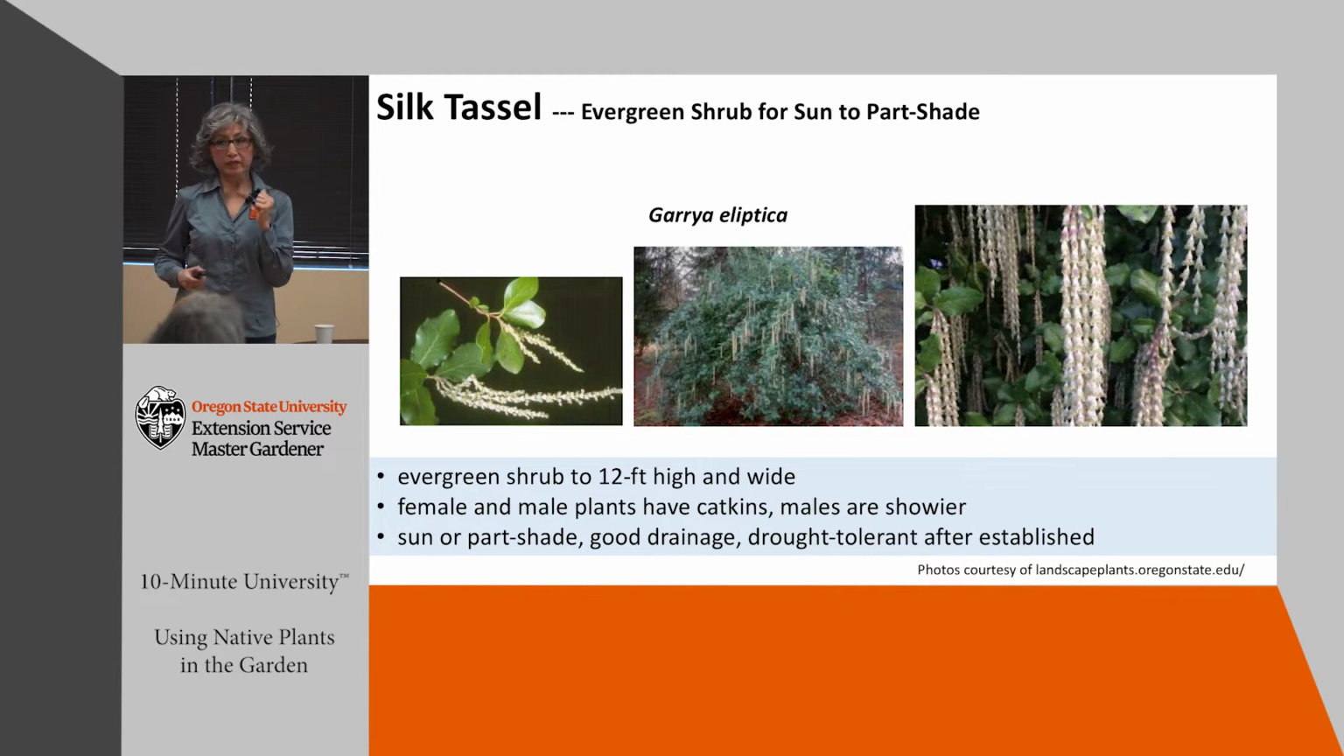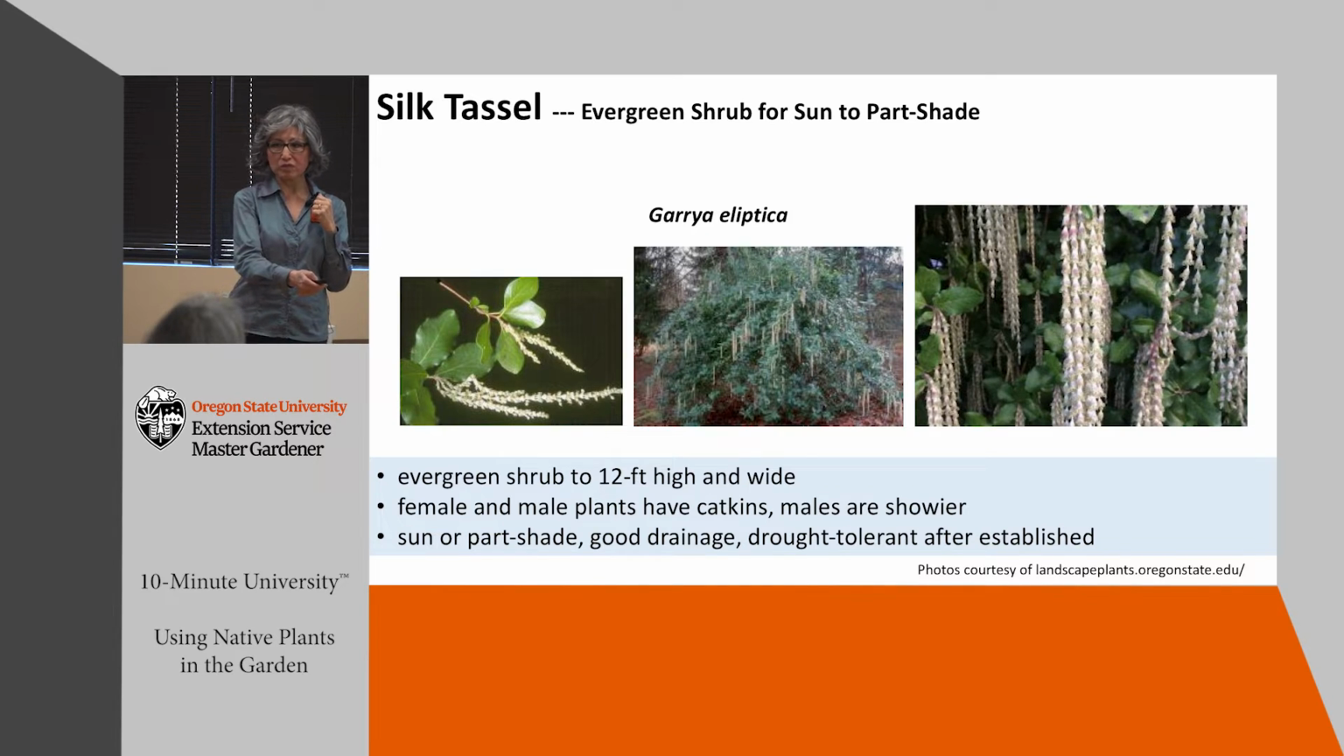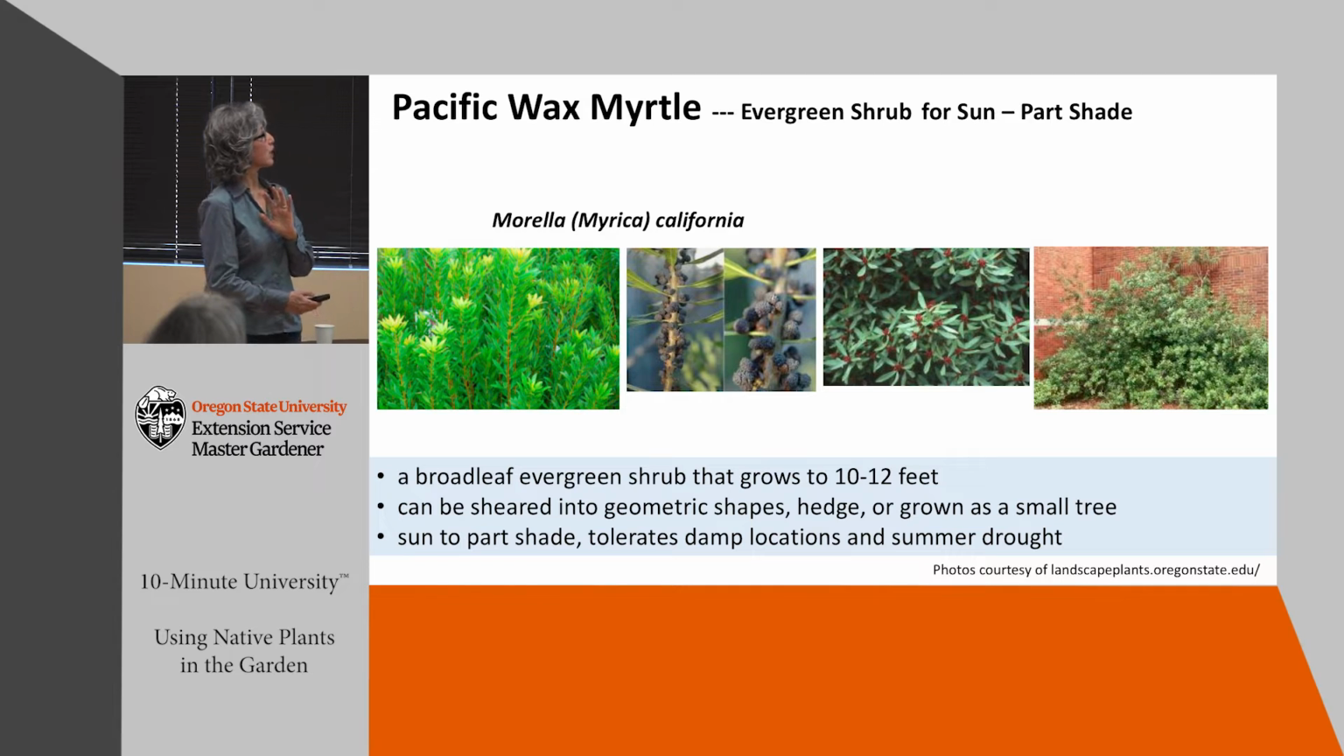Silk tassel, Garrya elliptica, is something that a lot of people don't know. It doesn't seem to be used a lot, but it has a really attractive look to it. Look at the catkin. Look at these graceful, droopy catkins. I mean, they're just really fantastic. And it's evergreen, so if you have a sunny place, even to part shade, this may be a good plant to use, sort of in the back, not a center stage location.